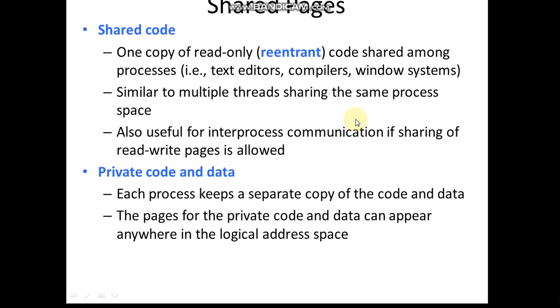So let us go for shared pages. Shared pages is a concept wherein the same page can be shared by more than one process. Shared copy: one copy of read-only code is shared among multiple processes, like text editors, compilers, window systems, etc. Private code and private data: each process keeps a separate copy of the private code and data. The pages are private to that particular process only.